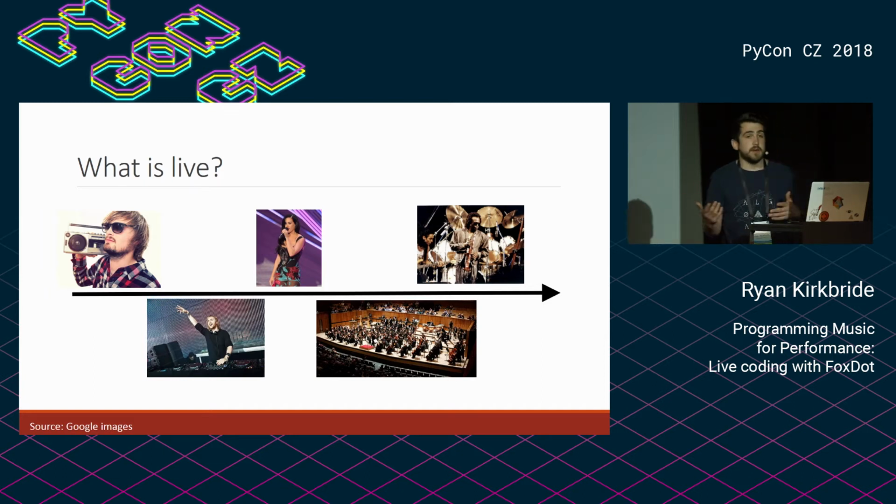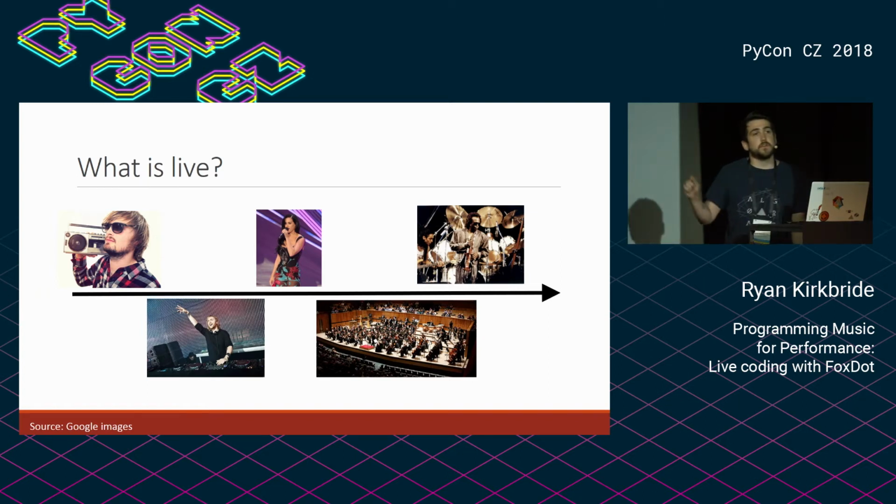Maybe a bit more live than that are pop singers who sing along to a backing track. Like Katy Perry, for example, will sing live, but the music she's singing to has already been recorded. So it's kind of a mix of live and not live. A lot of people then think of classical music, or orchestral music, as being live. It's being performed. There's no amplification. It's just people making music right there in front of them. And I agree that is live music.